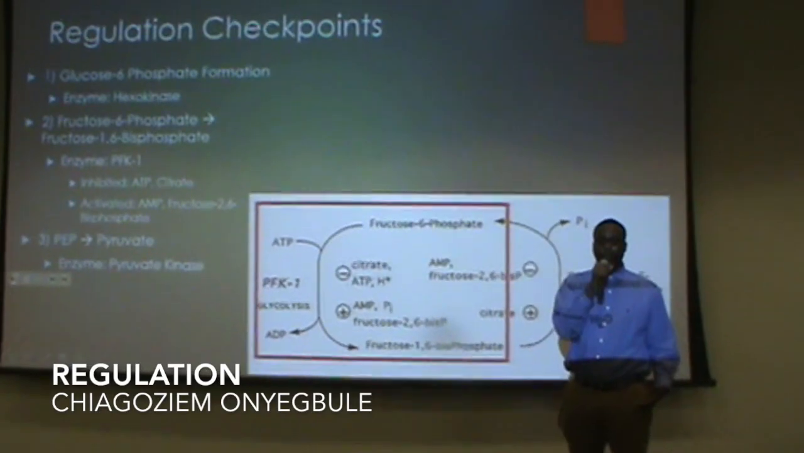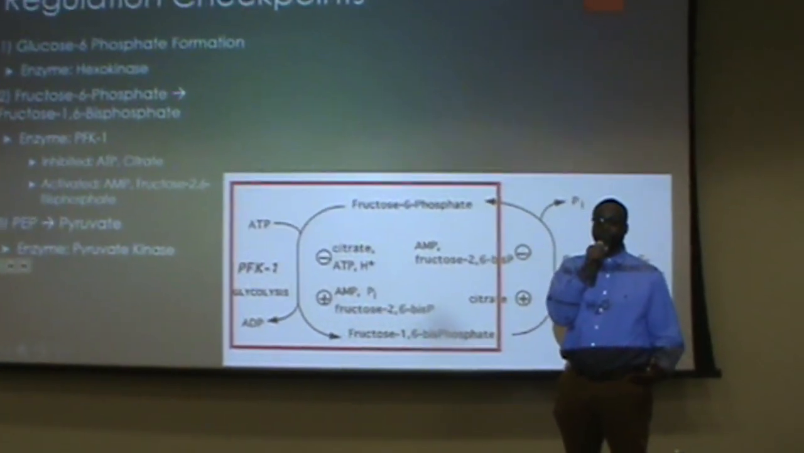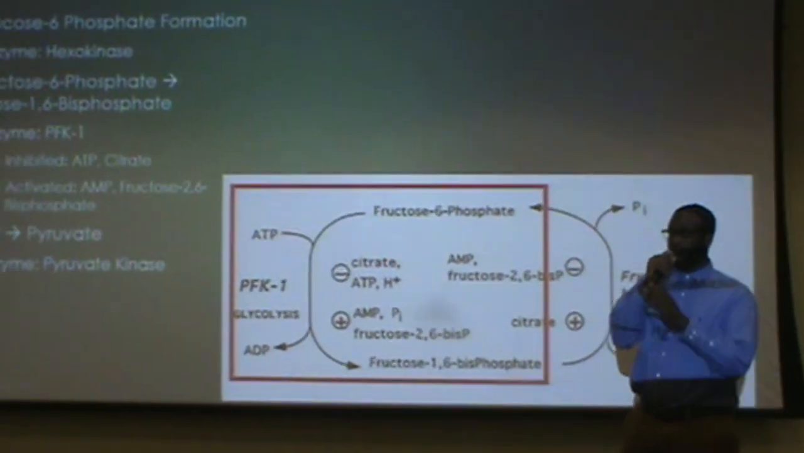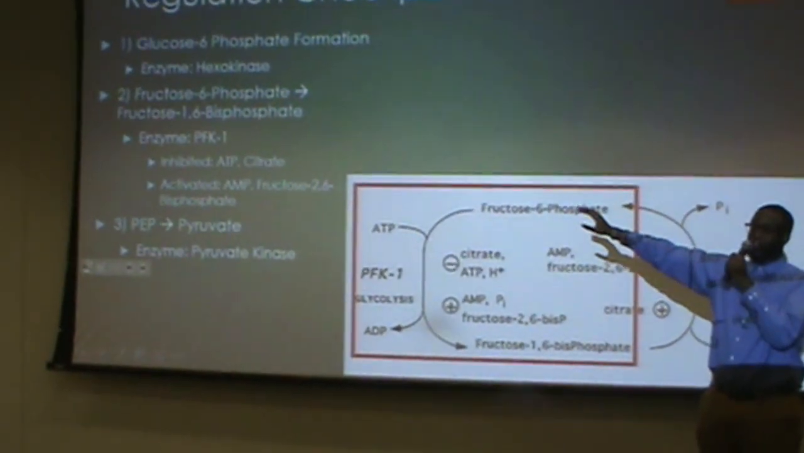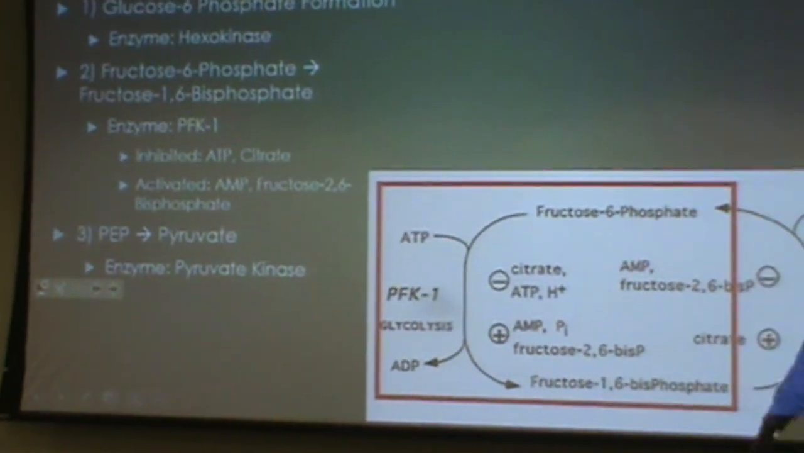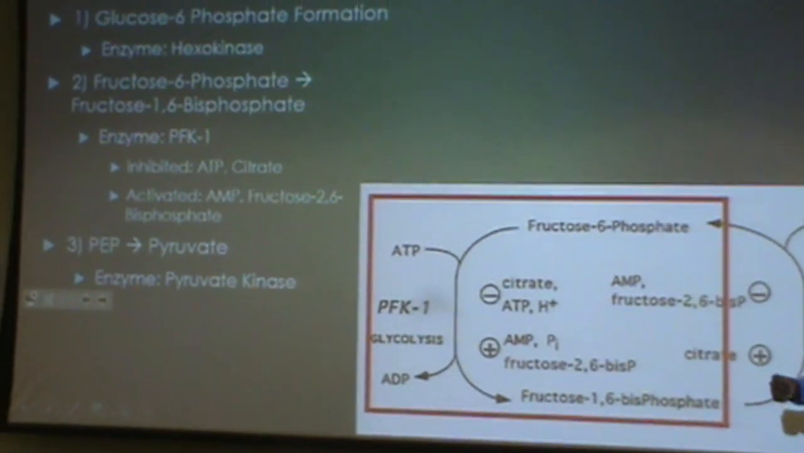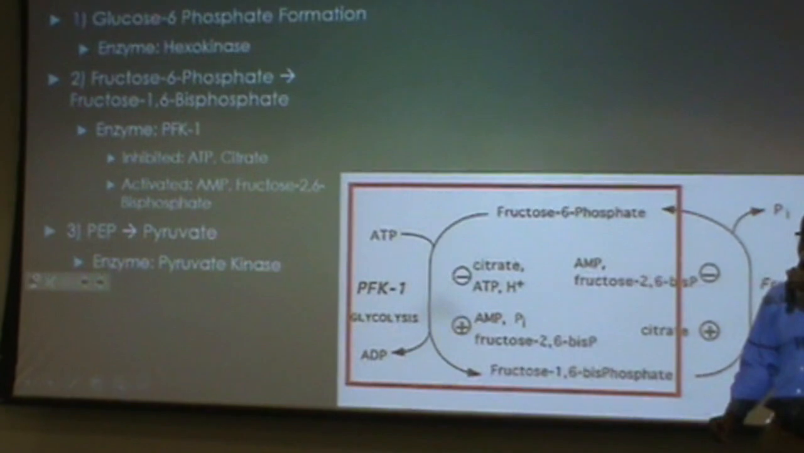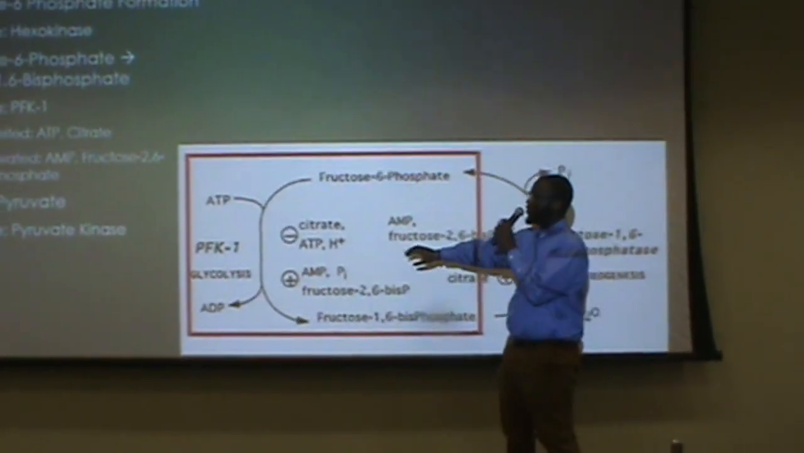Just like any metabolic process, there are regulation checkpoints in which the cellular process has to be maintained. For glycolysis, there are 3 regulation checkpoints that are used. The first one is glucose 6-phosphate formation, where the enzyme controlling that is hexokinase. The second checkpoint is fructose 6-phosphate turning into fructose 1,6-bisphosphate, and that is controlled by PFK1. For the third regulation step, PEP turns to pyruvate, and the enzyme controlling that is pyruvate kinase. I'll be focusing more on the second step, where PFK1 is affected.